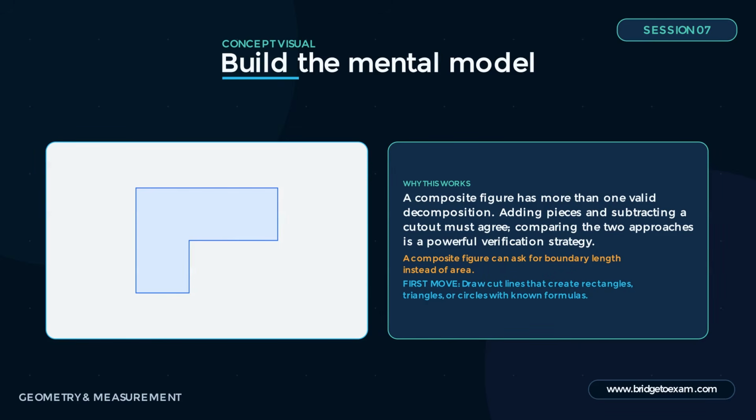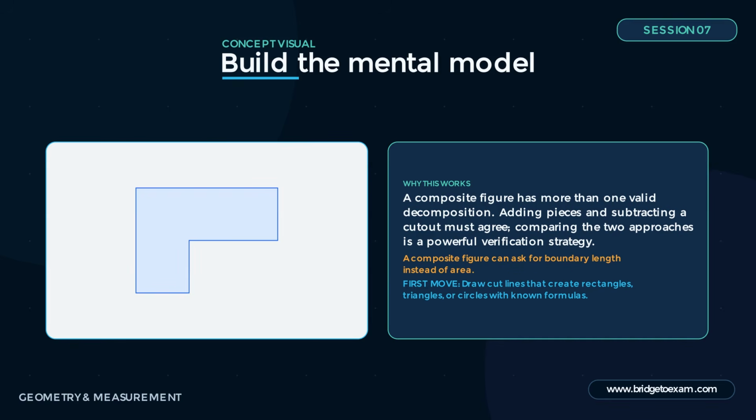First, draw cut lines that create rectangles, triangles, or circles with known formulas. Second, label every needed dimension using subtraction to find any missing length. Third, compute each piece separately and keep square units on every subtotal.